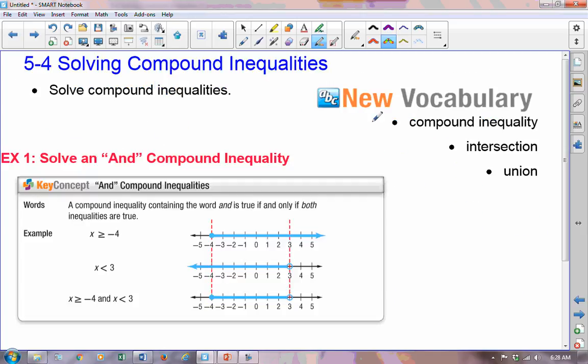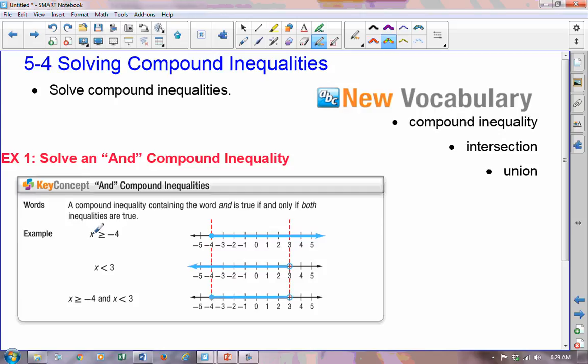So solving compound inequalities, you have ands. Ands will cover the area that makes the statement both true. So it's the commonly covered area, the commonly shaded area between two inequalities. Here's an example here. It says write a compound inequality, or it has a word containing and, it's both true.